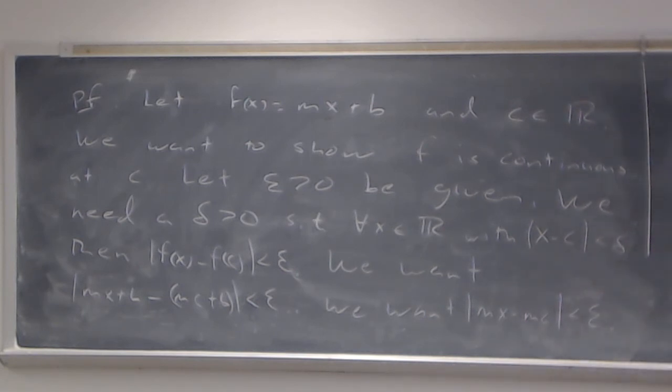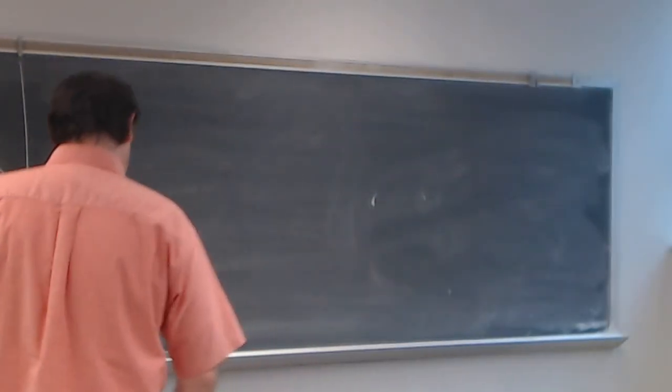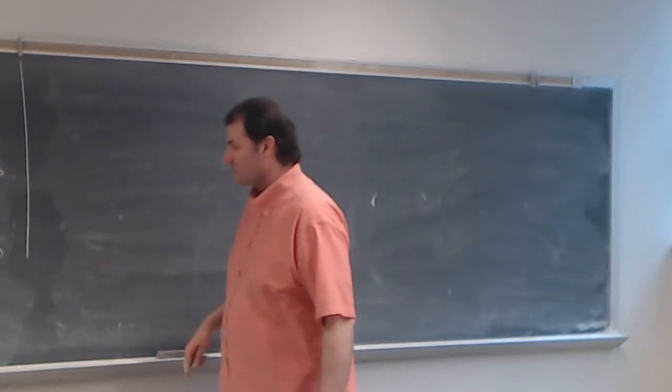We're going to need cases, aren't we? We are. John, why do you think we're going to need cases? Because m could be 0 or not 0, and if it were not 0, then you could do epsilon over absolute value of m. That's correct. That's exactly right.